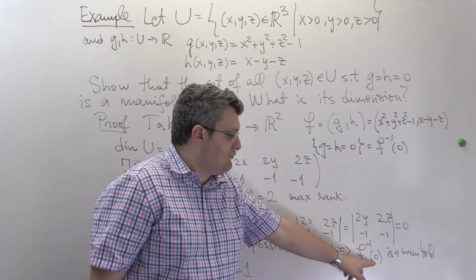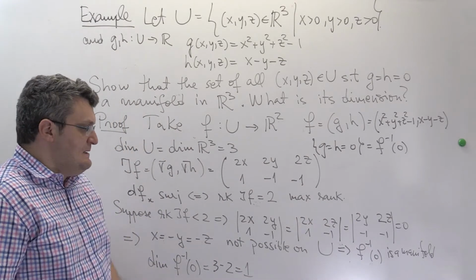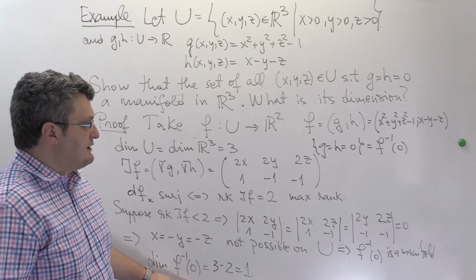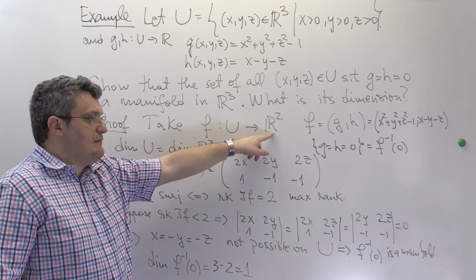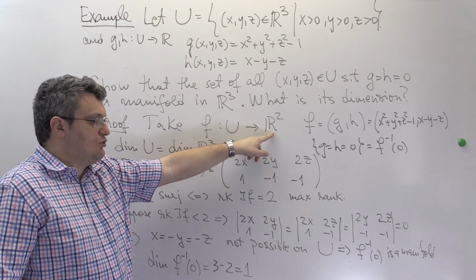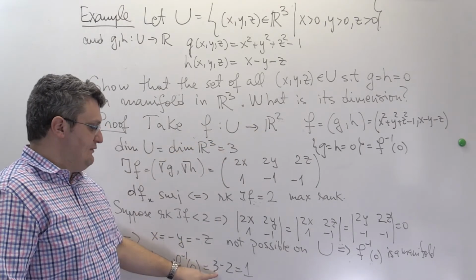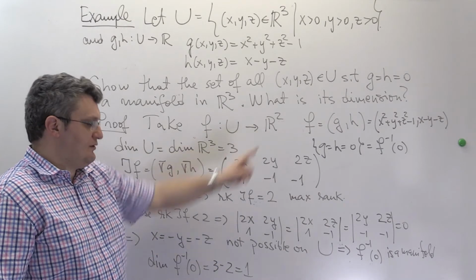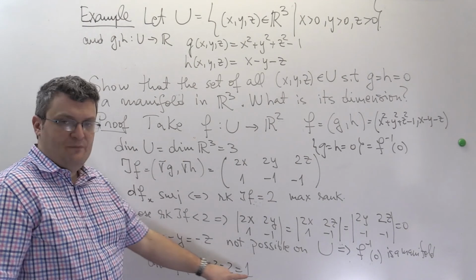So f^-1(0) is a manifold because 0 is a regular value. Now the dimension of the manifold is always the dimension of the domain minus the dimension of the codomain in the case of a regular value. So the dimension of U is 3 minus the dimension of R^2, which is 2. So in the end, the dimension of f^-1(0) equals 1.